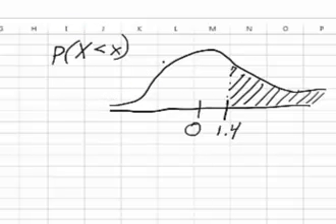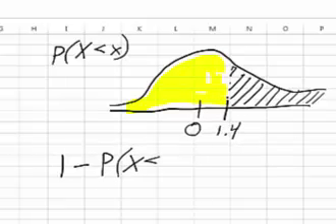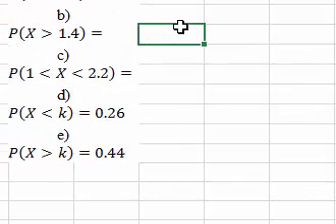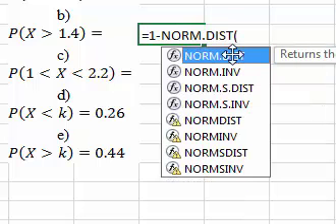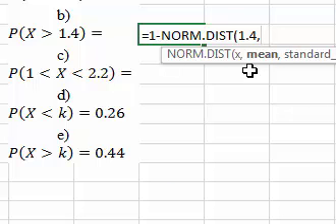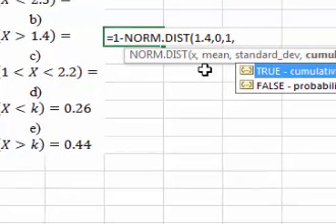How I do this, I know the entire area under the curve is equal to 1. By definition, this is a probability distribution, so the whole area under the curve must be 1. And then I'm going to take out what I don't want. I don't want this yellow highlighted area. That yellow highlighted area is the probability that x is less than 1.4, the area to the left of 1.4. This formula here will give me the shaded region that I want. To do that in Excel, for part B, equals 1 minus norm.dist. X value is 1.4, mean 0, standard deviation 1, and we always want a cumulative.